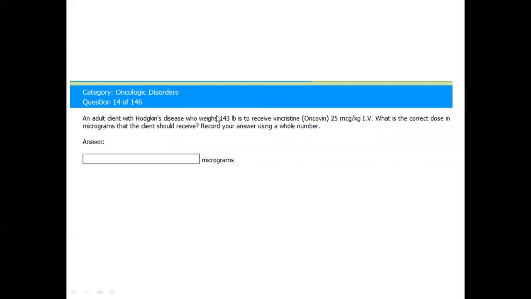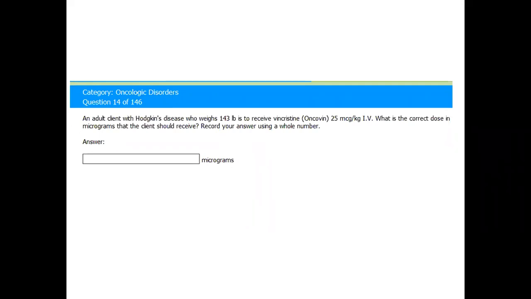So Hodgkin lymphoma, right? It is a lymph node disease. Hodgkin disease, or lymph node, gets involved. So the question is not about Hodgkin disease itself, but let me explain a little bit.